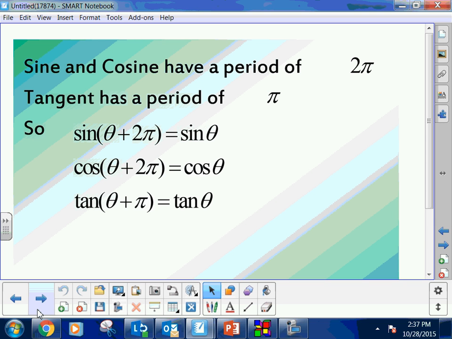And the tangent has a period of pi, which means that every time we take whatever angle and add 2 pi to it, we arrive at that same location and at the same value. Same thing with cosine. Tangent just requires a pi, as we saw on the tangent unit circle.